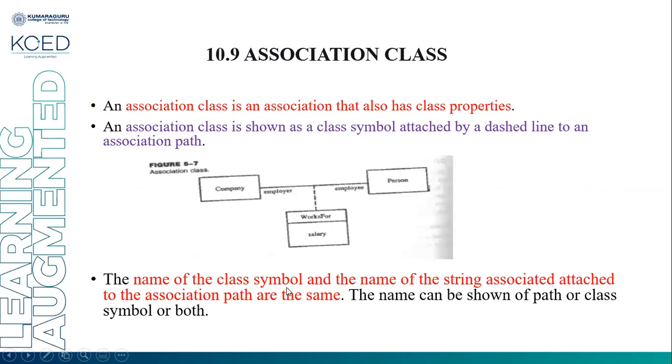The name of the class symbol and the name of the string attached to an association path are the same. Okay, works for is the string name, the association name. The name can be shown on the path or on the class symbol or both. Works for can be shown on the class or on the path, or the name can be in both the association path and the class symbol.